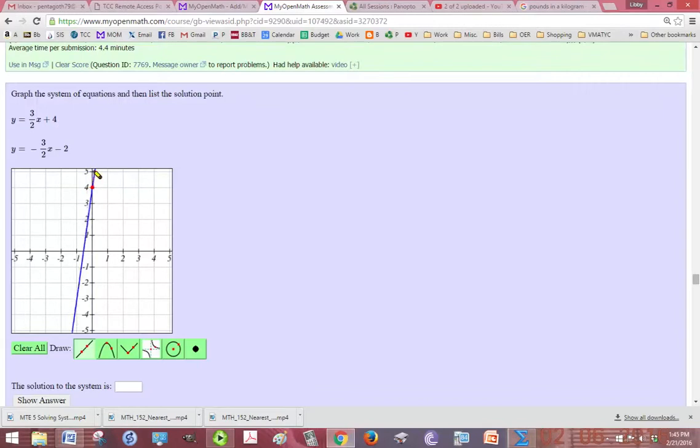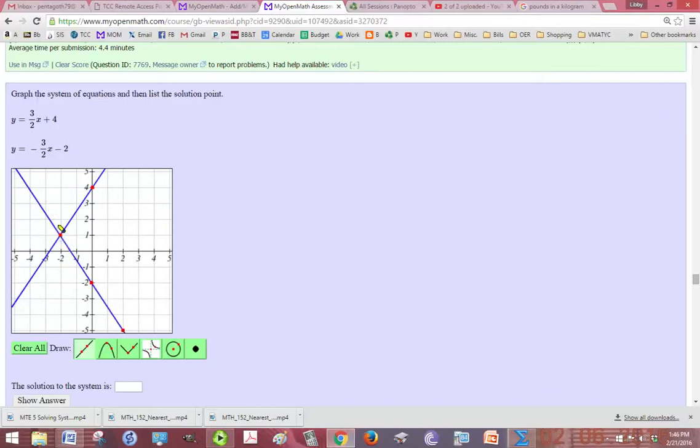And since I don't have room to go up 3 and over 2, I'm going to go down 3, 1, 2, 3, except I'm going to go left 2. So I want to make sure that my slope is positive. And in the second one, I start at negative 2, and I should be able to go down 3, 1, 2, 3, and to the right 2, because this one's a negative slope.